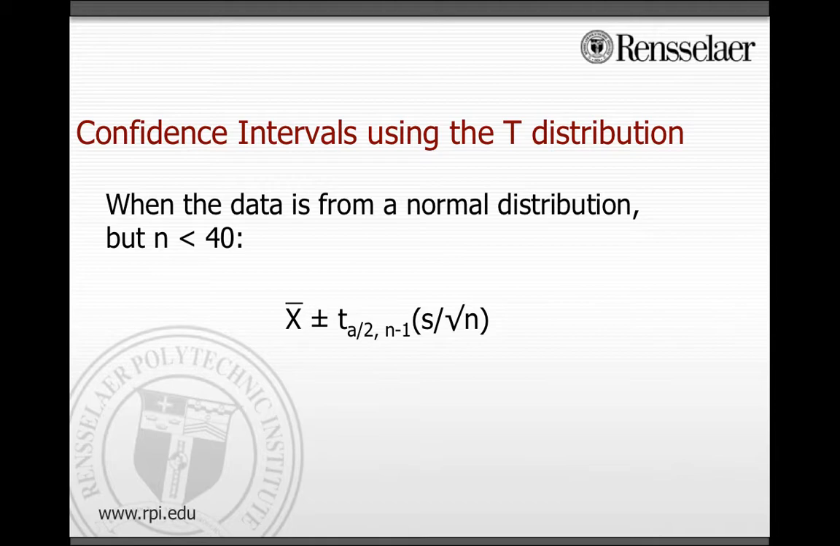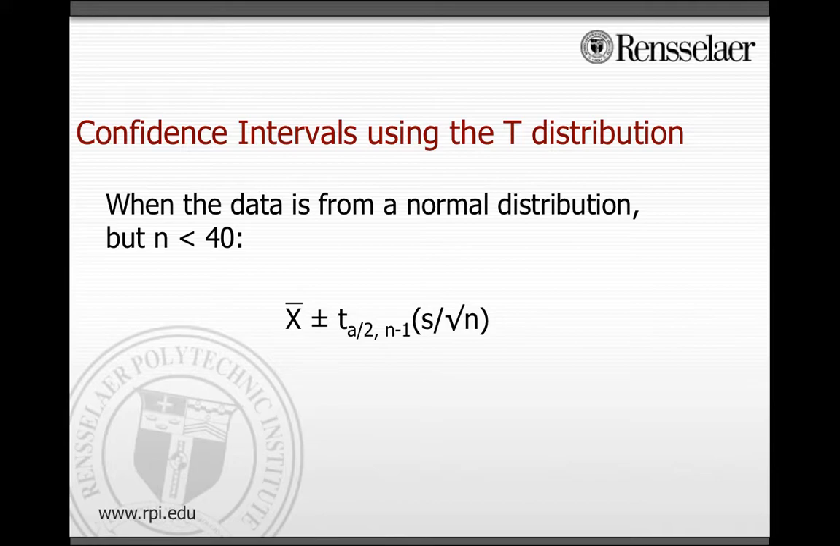This leads us to using the t-distribution and t-scores in place of z-scores. So even when the distribution is normally distributed, if n is less than 40 and you don't know the population parameter values, like the true population mean and the true population standard deviation, you should be using the t-distribution. And this is because when the sample size is small, the sample standard deviation is much less likely to be close to the true standard deviation. And so this t-distribution takes that into account.